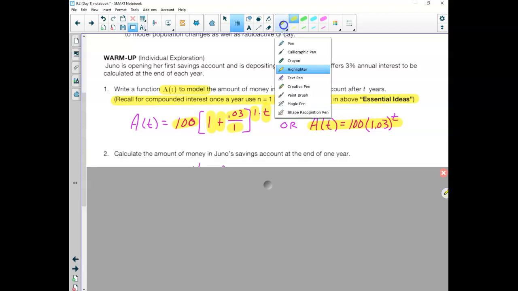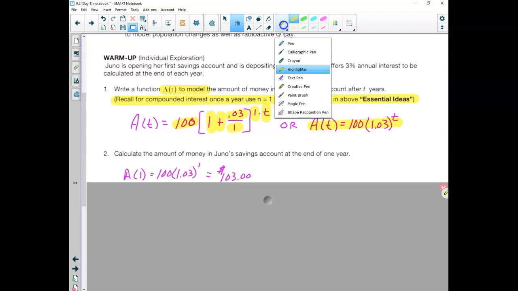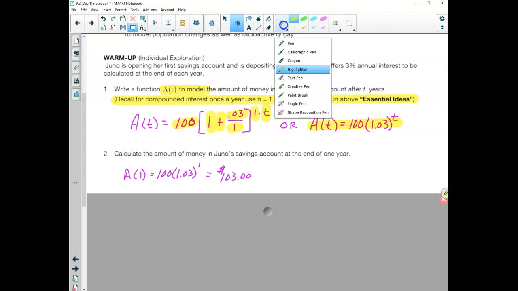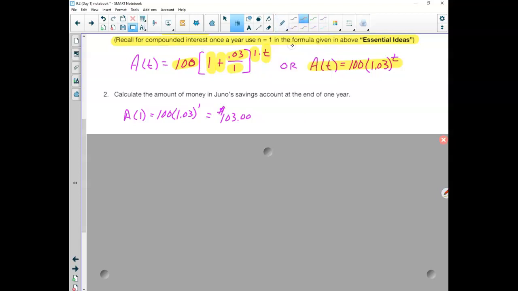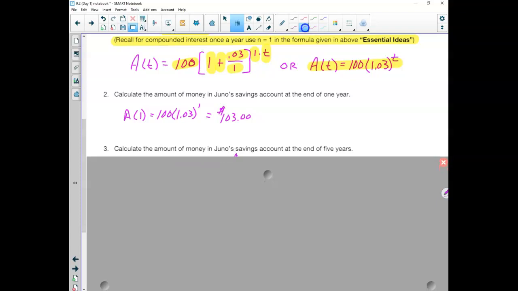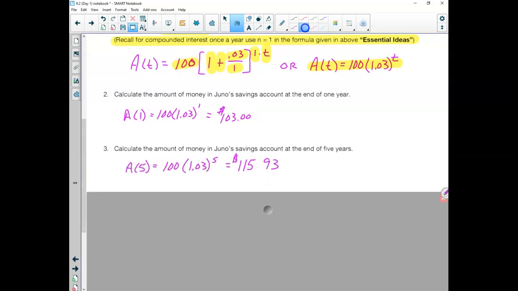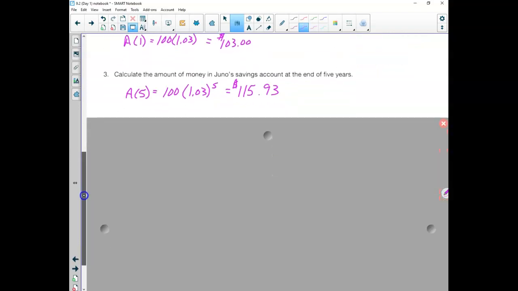Well, the next problem wants you to calculate how much Juno had in his account at the end of 1 year. So that just means you put a 1 in for T, and hopefully you can see that he's going to have $103 in his account, which means he made $3 interest that year. The next one, how much is in there after 5 years? Well, now I just got to plug a 5 in for T, and I don't know what happened to my decimal place there. So it's going to be $115.93 at the end of 5 years.